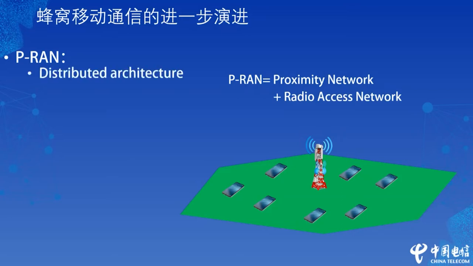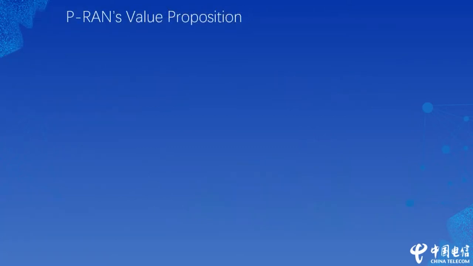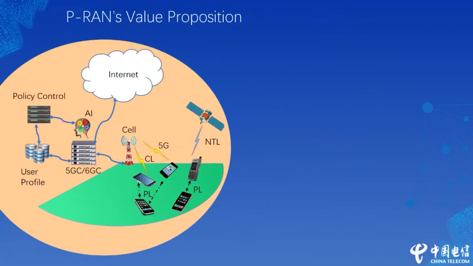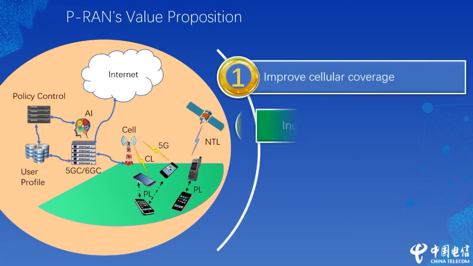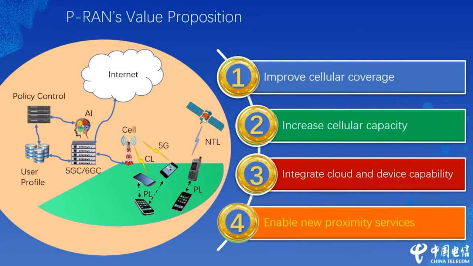PRAN is clearly a distributed architecture. It is an evolution from the current cellular architecture by using handsets as base stations. The core technologies that could enable PRAN include multi-hop, discovery of terminals, frequency reuse among terminals, co-channel interference management among terminals, and handoff among terminals. With the perfection of these technologies, the goal of coverage enhancement could be achieved cheaply and effectively. The value proposition of PRAN for service providers includes improving the cellular coverage, increasing cellular capacity, integrating the cloud and device capabilities, and enabling new proximity services.